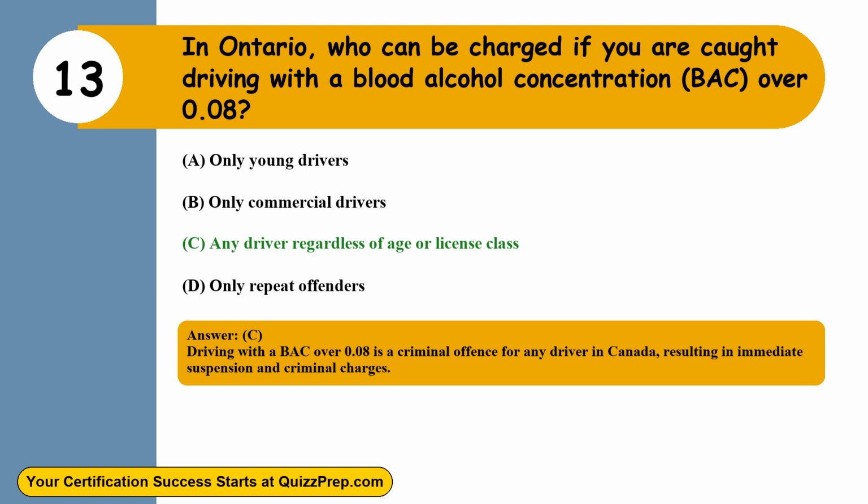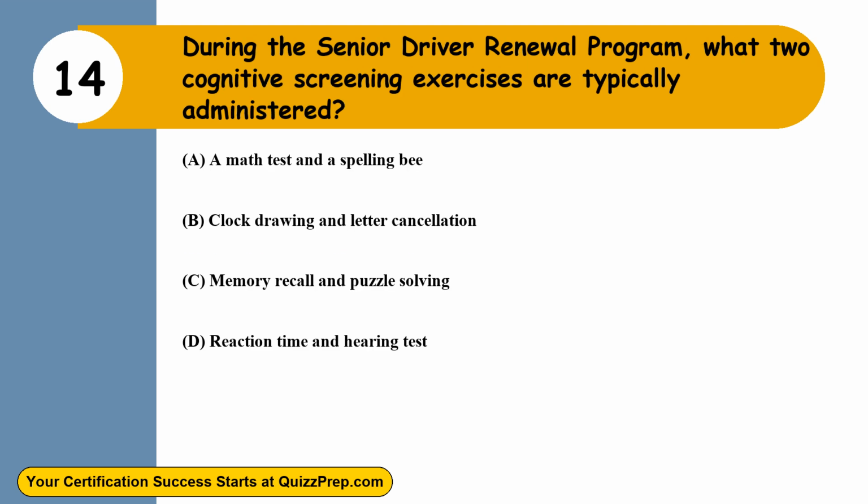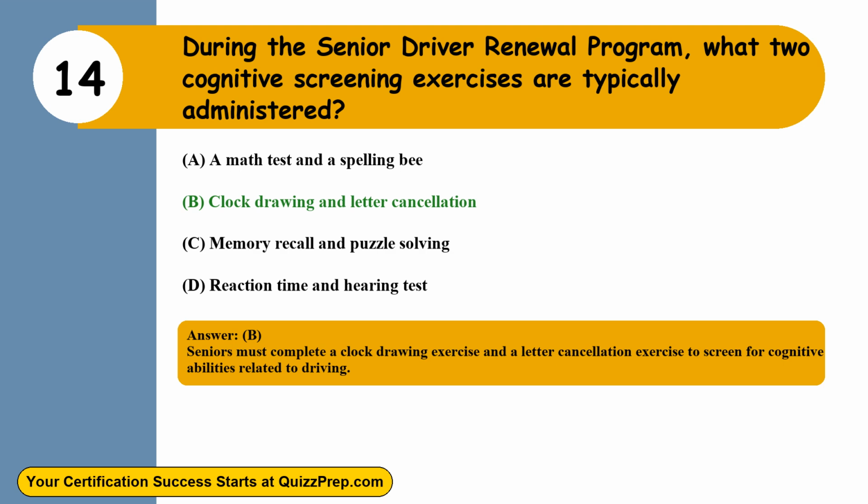criminal charges. Question 14. During the Senior Driver Renewal Program, what two cognitive screening exercises are typically administered? Option A, a math test and a spelling bee. Option B, clock drawing and letter cancellation. Option C, memory recall and puzzle solving. Option D, reaction time and hearing test. The correct answer is option B, clock drawing and letter cancellation. Seniors must complete a clock drawing exercise and a letter cancellation exercise to screen for cognitive abilities related to driving.